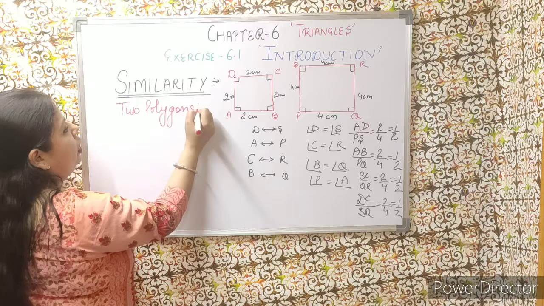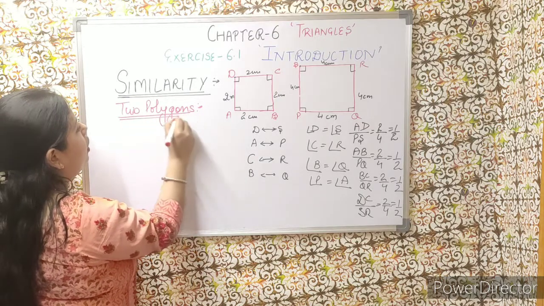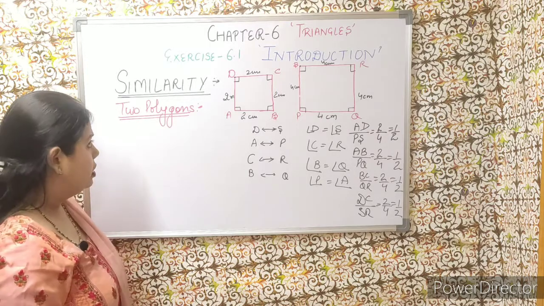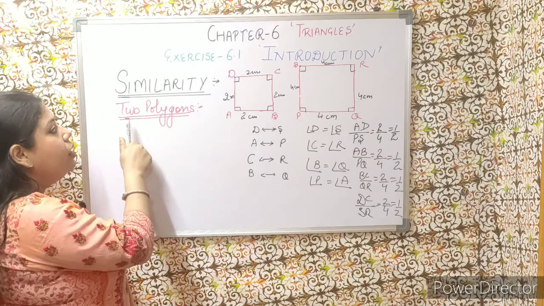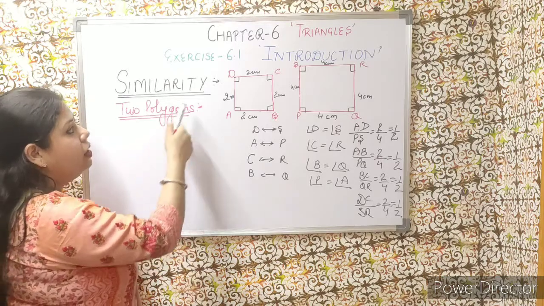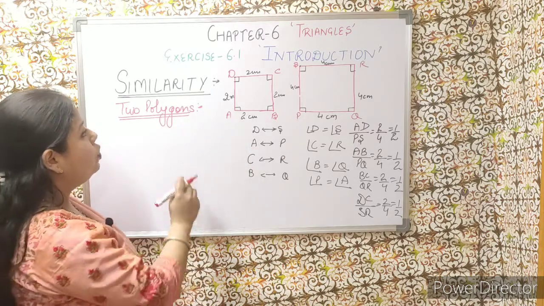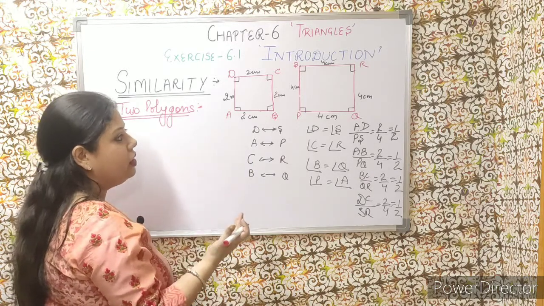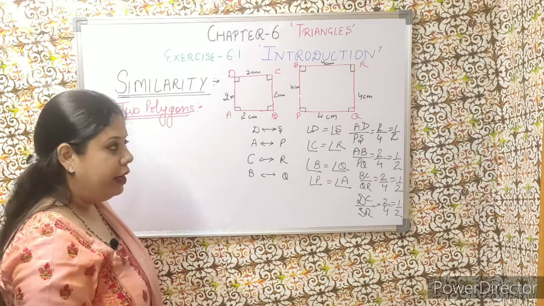You know what a polygon is? A polygon is any closed figure consisting of 3 or more than 3 sides. So we have to compare the same polygons. You can't compare a triangle with a square. You have to compare square with square, rectangle with rectangle, triangle with triangle, pentagon with pentagon.